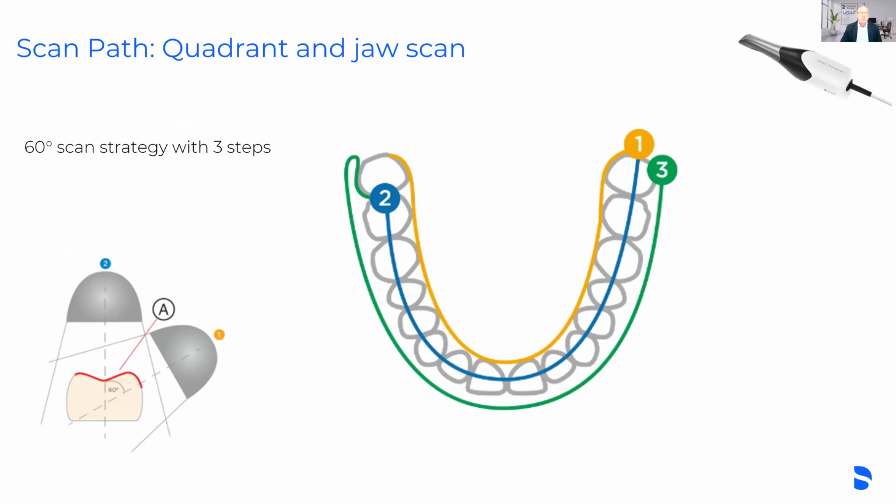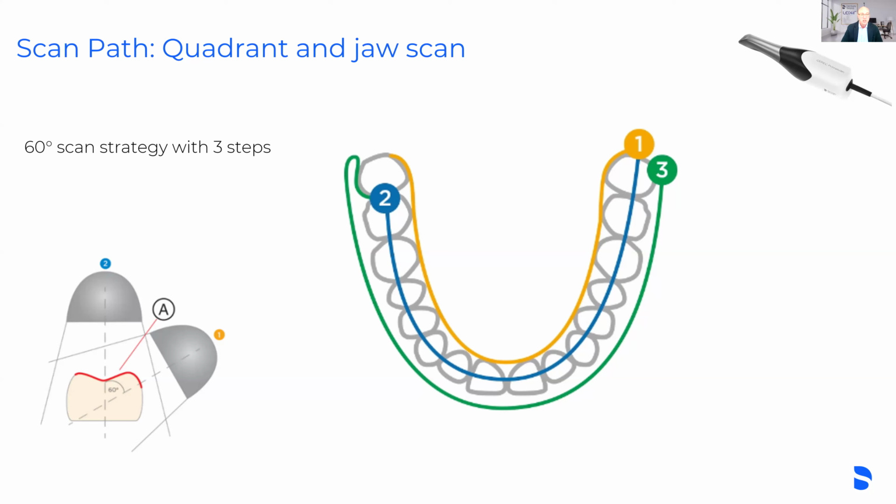So this is the recommended scan path for quadrant and jaw scans. We have 3 steps. We're going to scan lingually, then occlusal, and then buccal. So it's 3 steps, and you'll see on the occlusal scan that it's going to be straight on. And then a 60-degree angle would be ideal to capture as much of the anatomy or tooth structure at once. And that will stitch together.